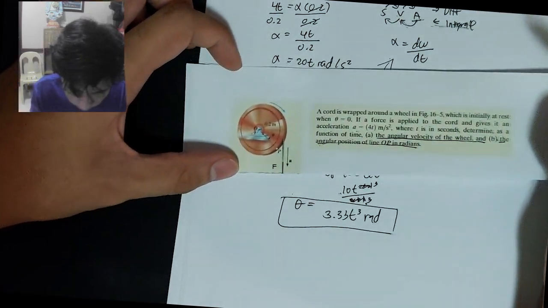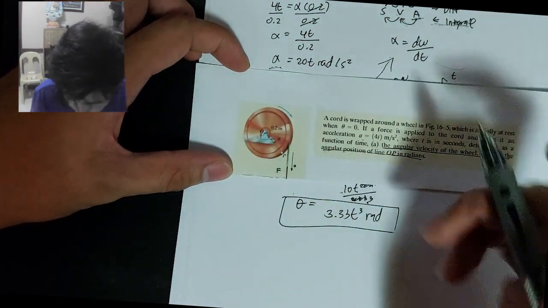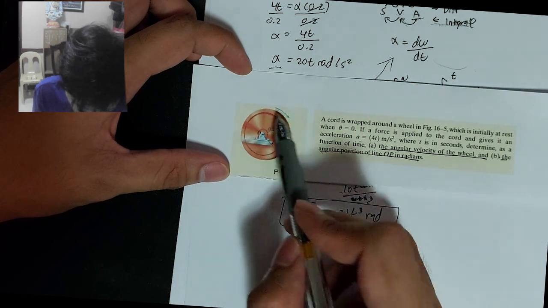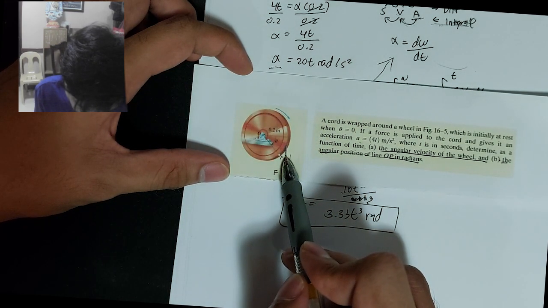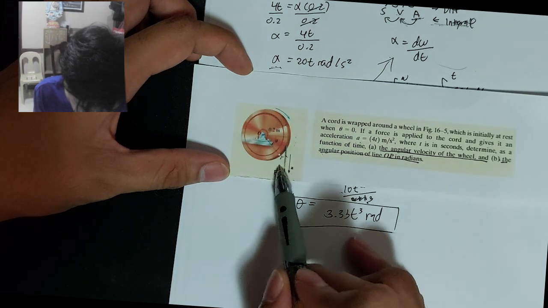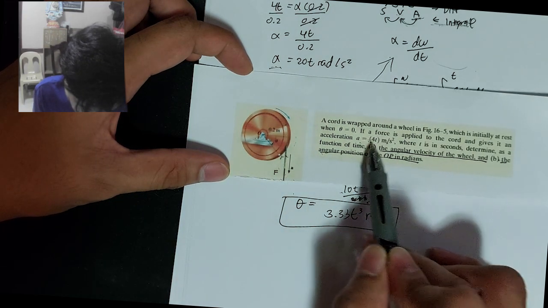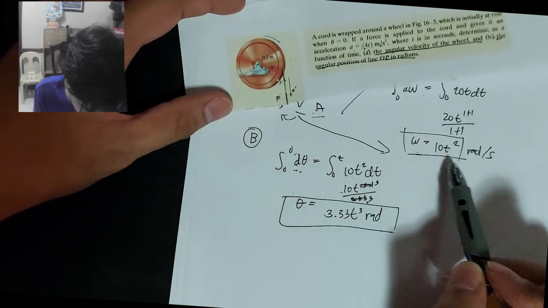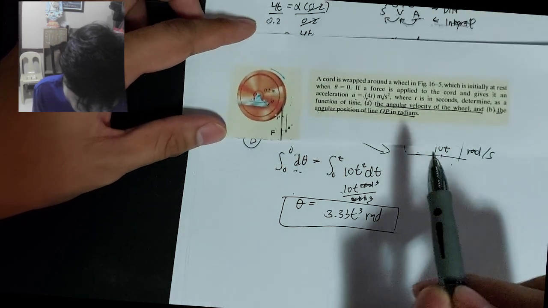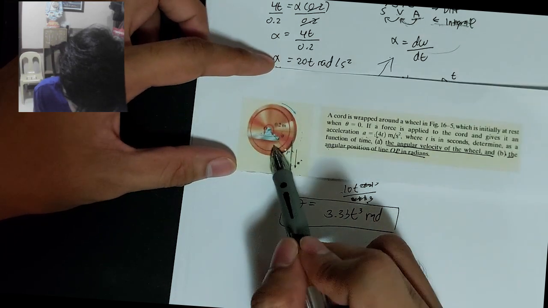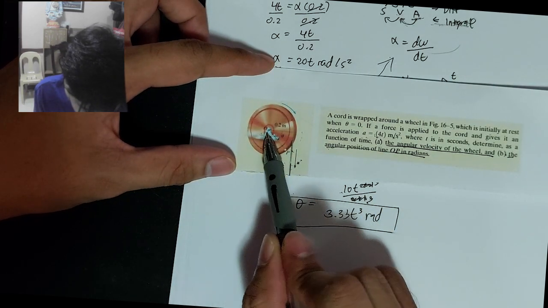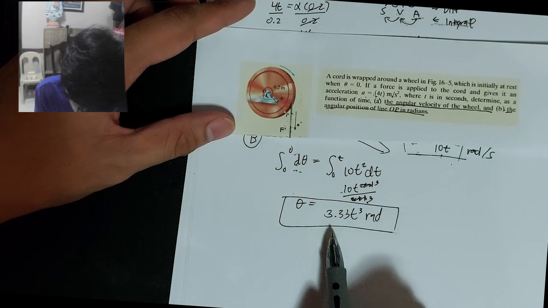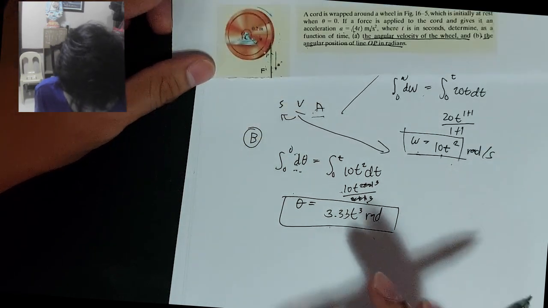So, let's go back to the beginning. When the cord was pulled with this acceleration, the angular velocity of the wheel is 10t squared with respect to time. And the angular position of the OP is 3.33t cubed.